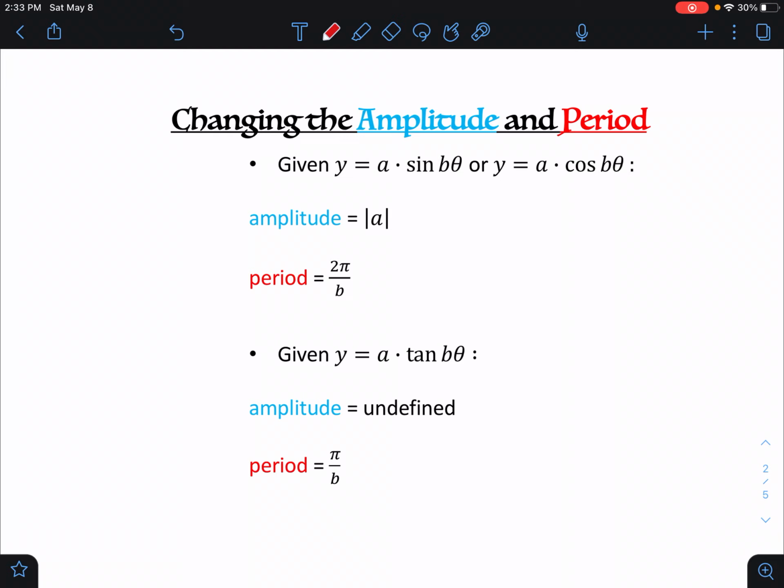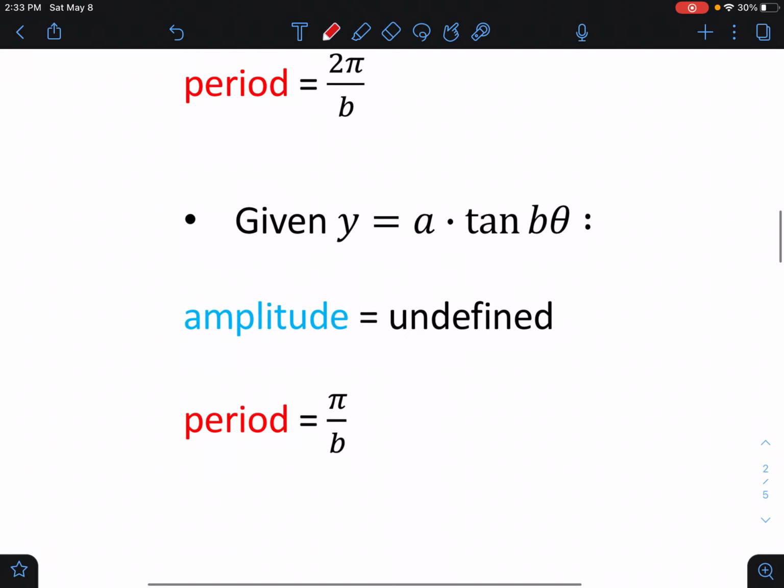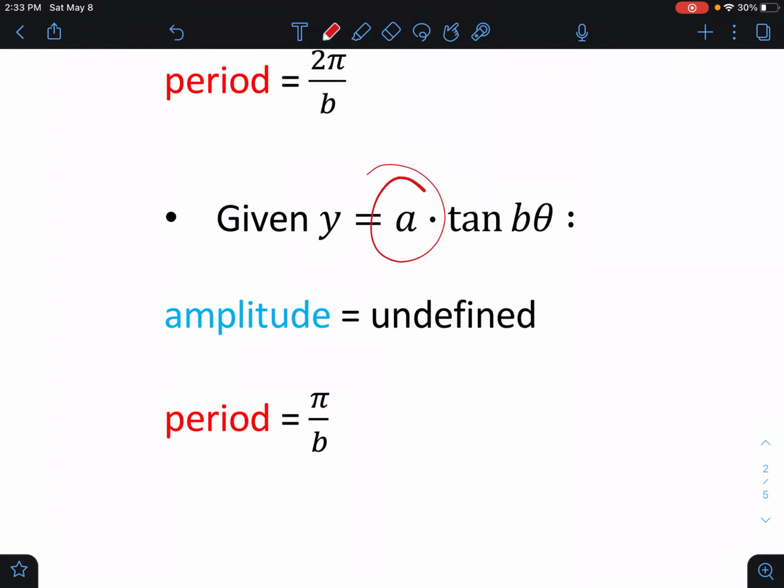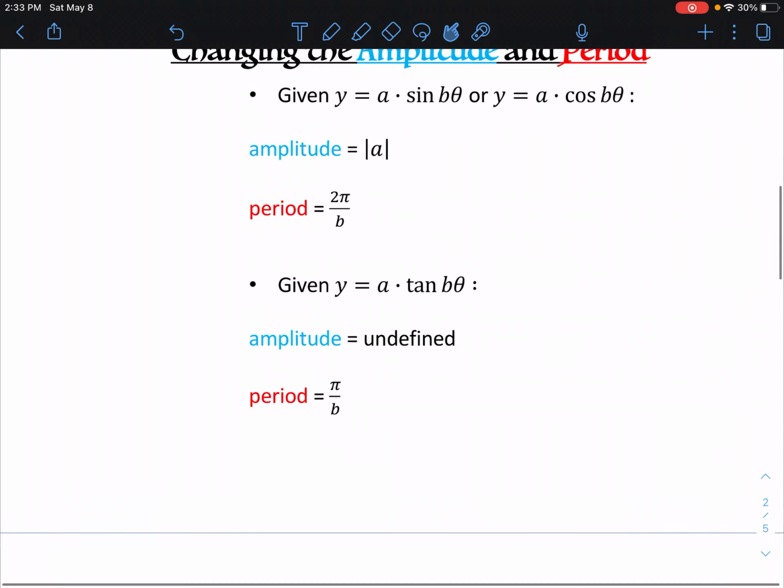For tangent, the period is pi, so you're going to look to determine your period. You'll have to go period divided by b, whatever that is. The amplitude is always undefined, but this a right here will still impact what the graph looks like, so make sure you take that into account. Okay, so let's take a look.